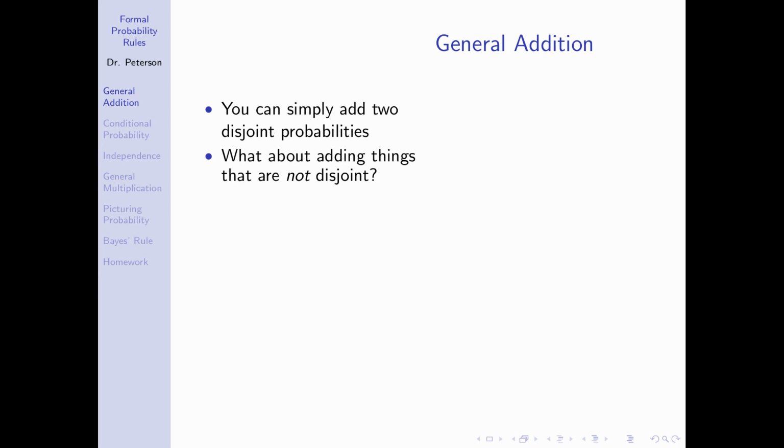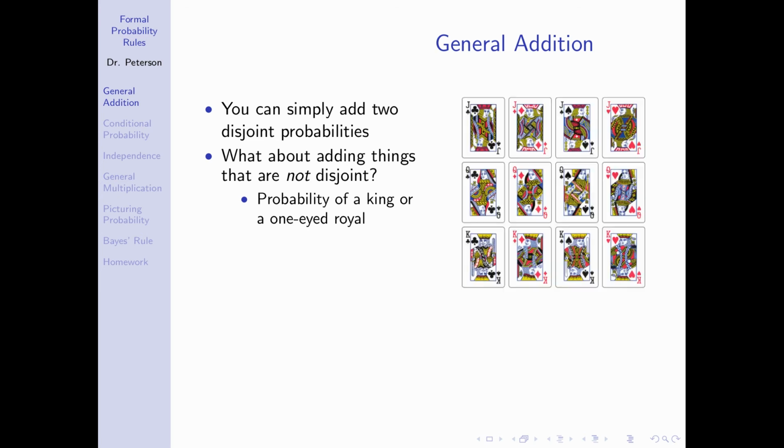However, we are not always able to just add things if they are not disjoint. That is, what happens when there is some overlap. As an example, what is the probability of drawing a king or a one-eyed royal? For those of you unfamiliar with royal cards in poker, or a general deck of cards, there are 12 cards among the royals. 4 jacks, 4 queens, and 4 kings.